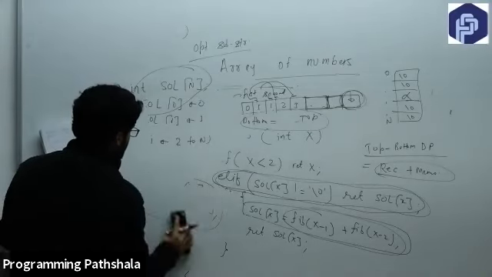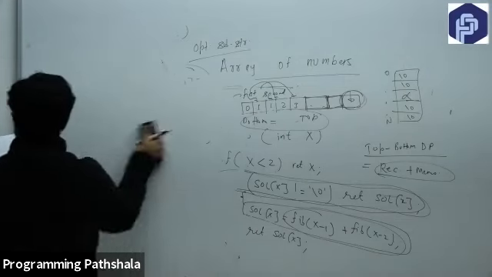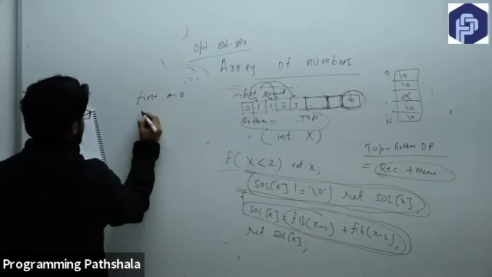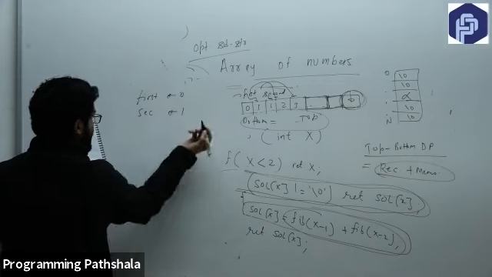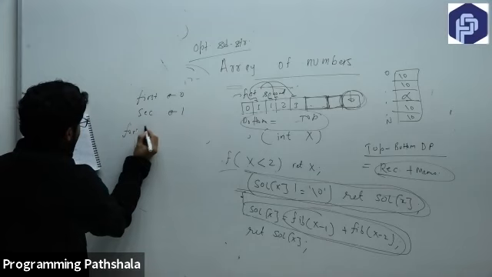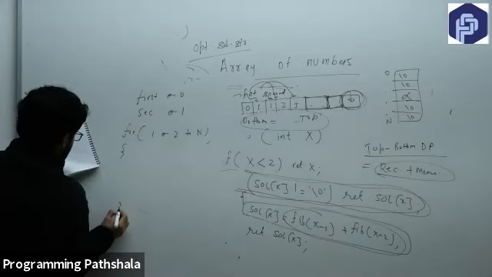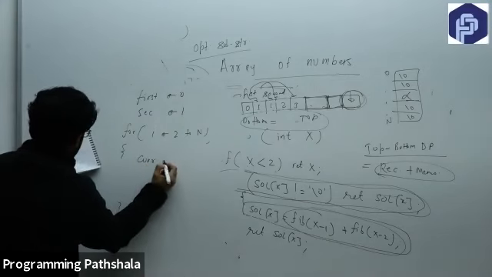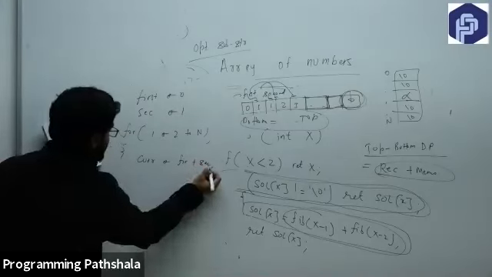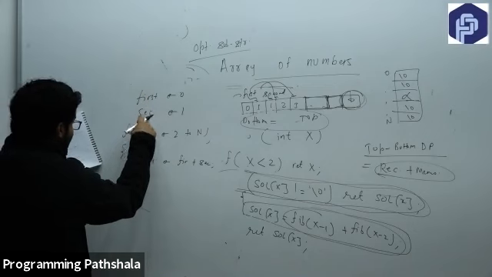So let's say what you can do is you have two variables, first and second. Let's say my first is initialized to 0, my second is initialized to 1. This means the 0th Fibonacci number, and this means the first Fibonacci number. And then I run a loop from 2 to n. And my current value that I'm trying to get would be the sum of first and second. And now my first should be equal to second and second should be equal to current.